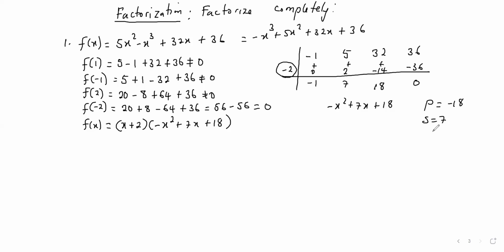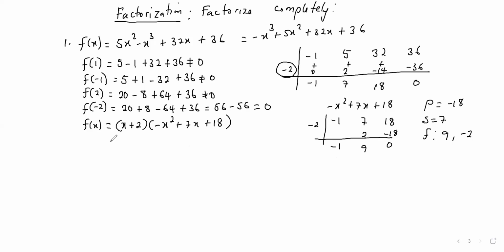Very easy because the factors are clear that we are going to have 9 and -2. So if I put -2, I should get a 0. So if I want, I can carry on with synthetic division. Let me just demonstrate. So we'll have -1, we'll have 7, we'll have 18. The -1 comes down, you multiply, you get +2. Then you have 9 minus 18, you get 0.